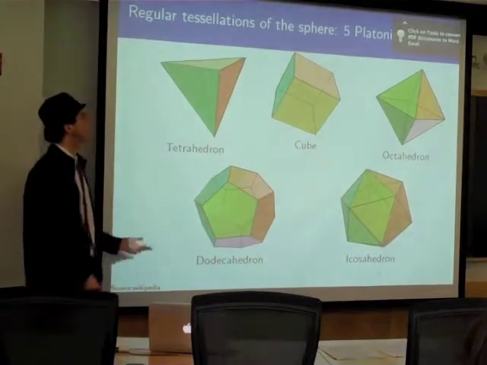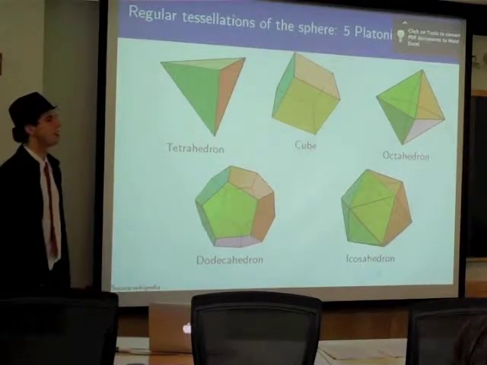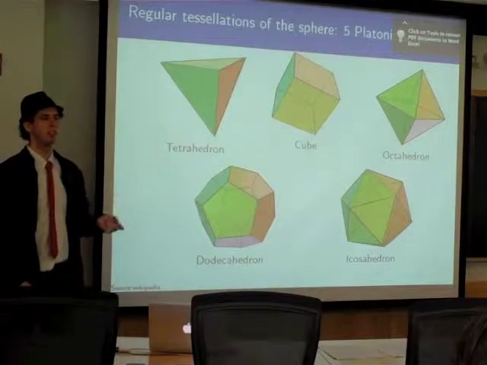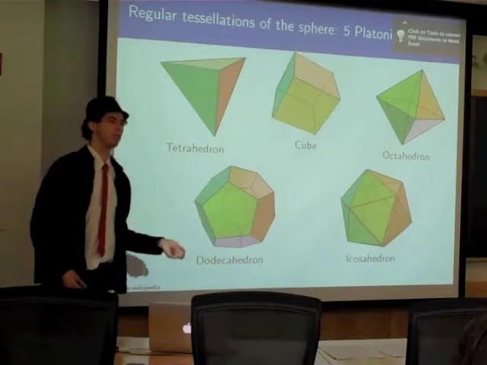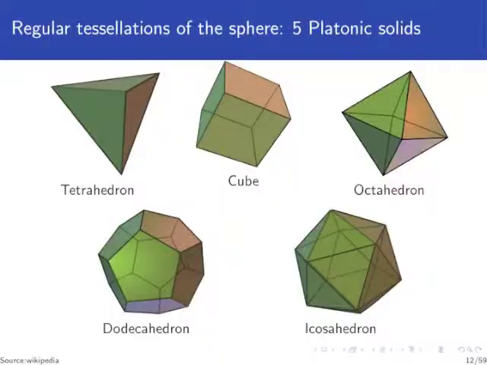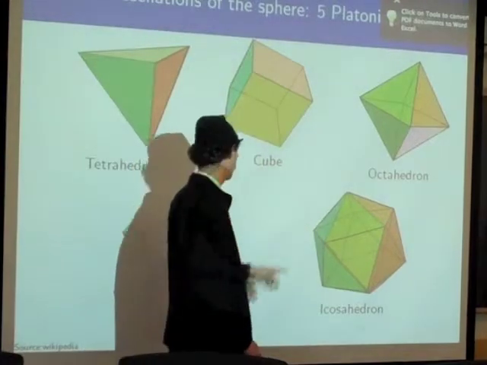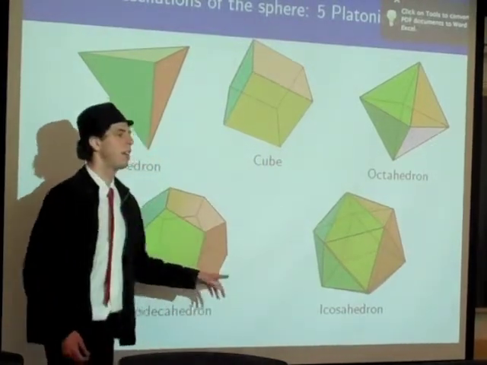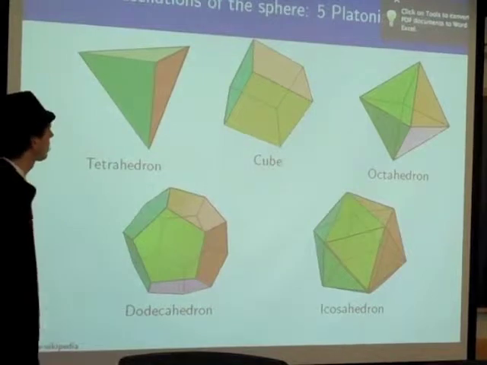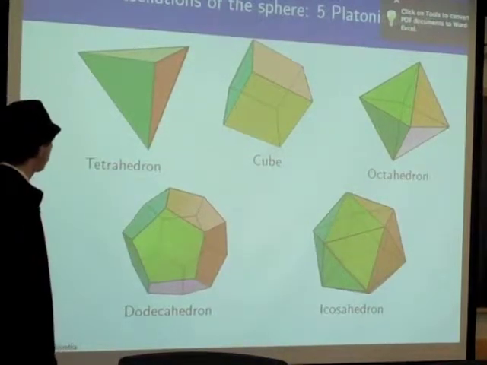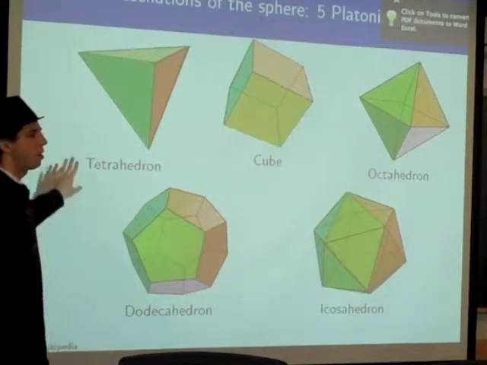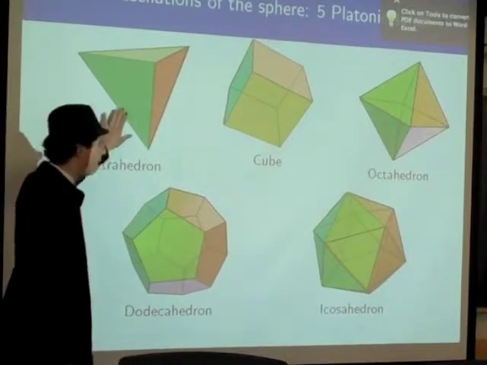And this is the oldest mathematical result in my talk. This is over 2,000 years old. This is Greek. These are the 5 Platonic solids. The 5 Platonic solids are really a classification result of the regular tessellation of the sphere. And there are 5 Platonic solids: the tetrahedron, the cube, the octahedron, the dodecahedron, and the icosahedron. There's one guy I want to point out, which is the tetrahedron.